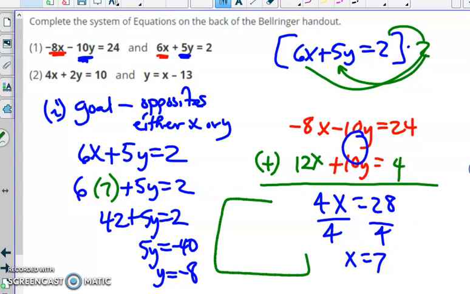So the solution, and this is where the two graphs are going to meet, the two lines are going to meet at 7, negative 8. And that will be our solution.